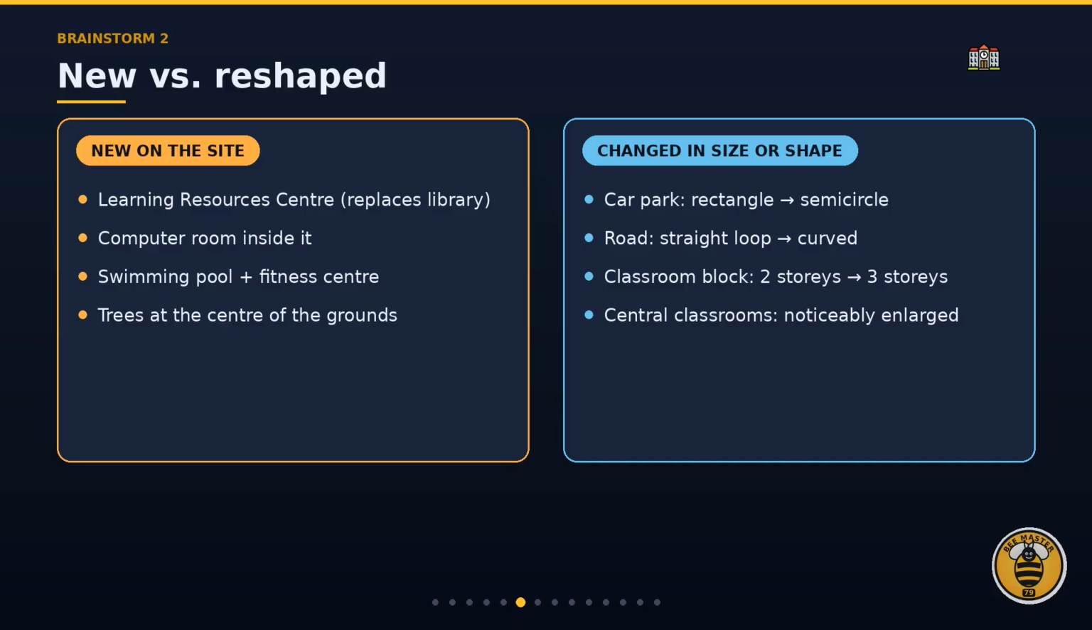Next, what is new and what has changed shape? New to the site are the Learning Resources Center with its computer room, a swimming pool, a fitness center, and trees in the middle of the grounds. The car park has been reshaped from a rectangle into a semicircle. The road that serves it now curves. The classroom block has gained a 3rd story, and the central classrooms have been enlarged.